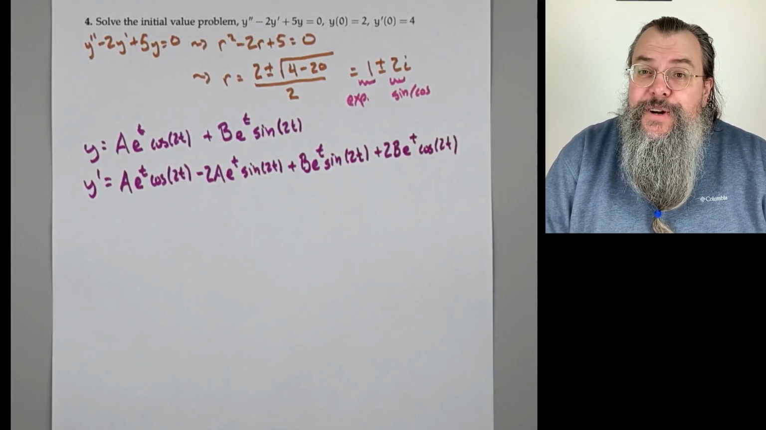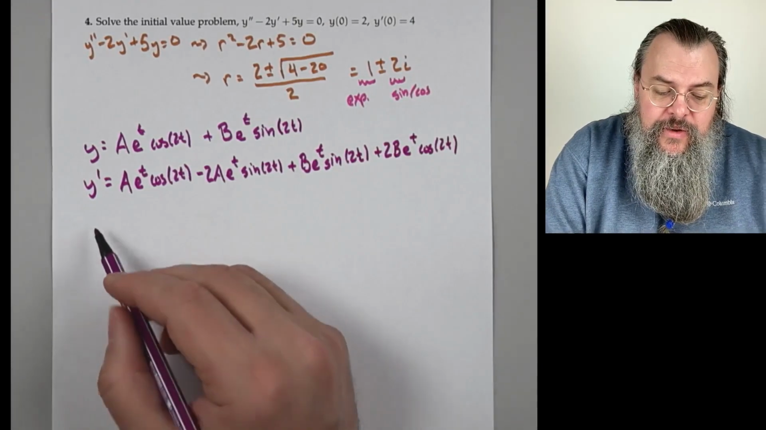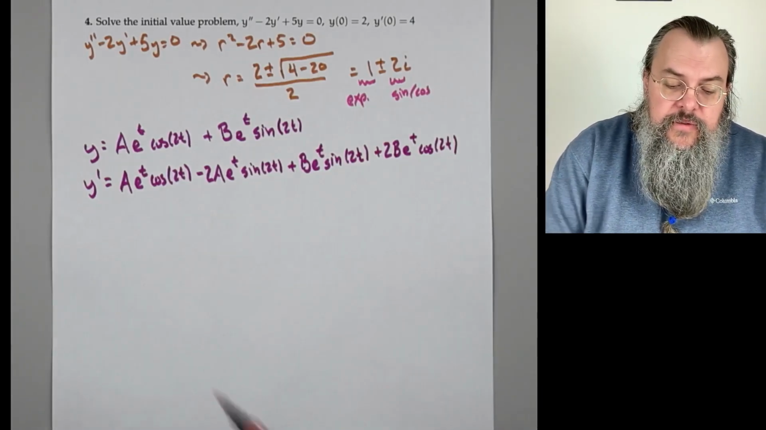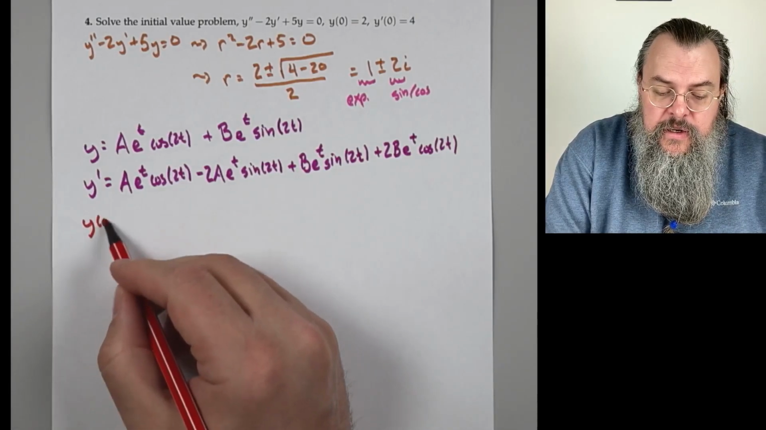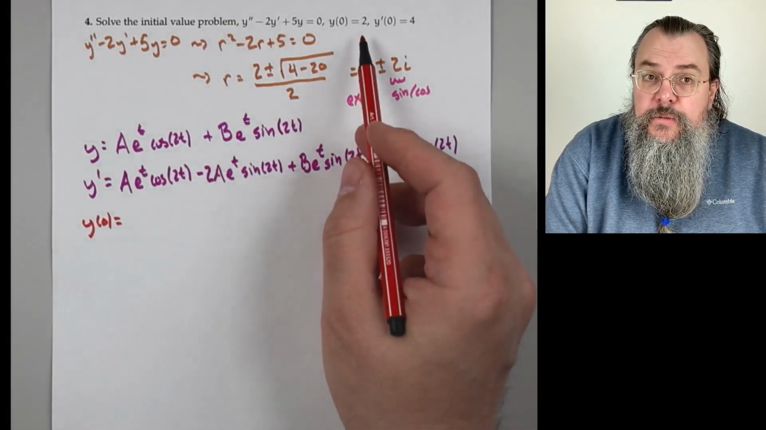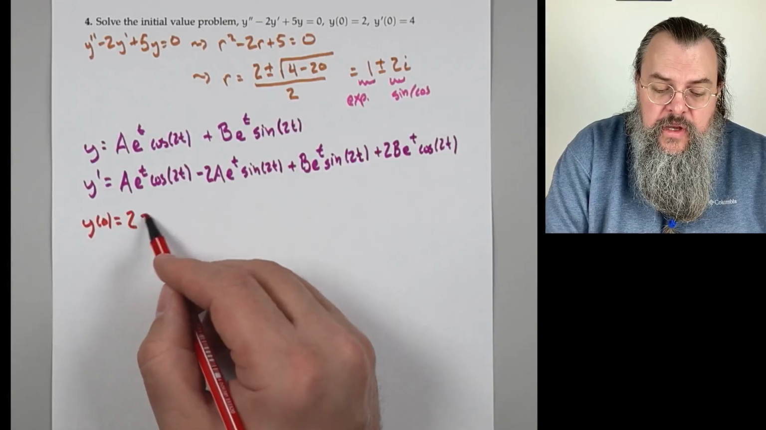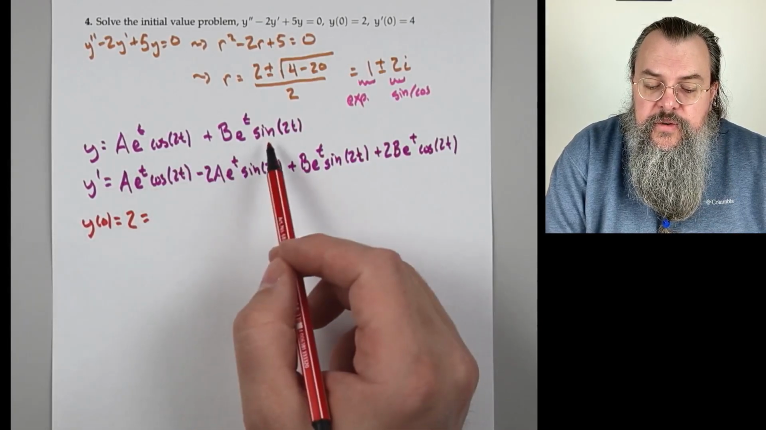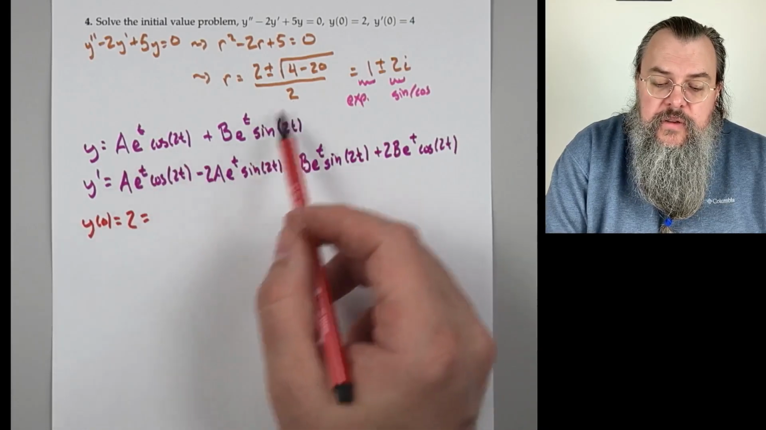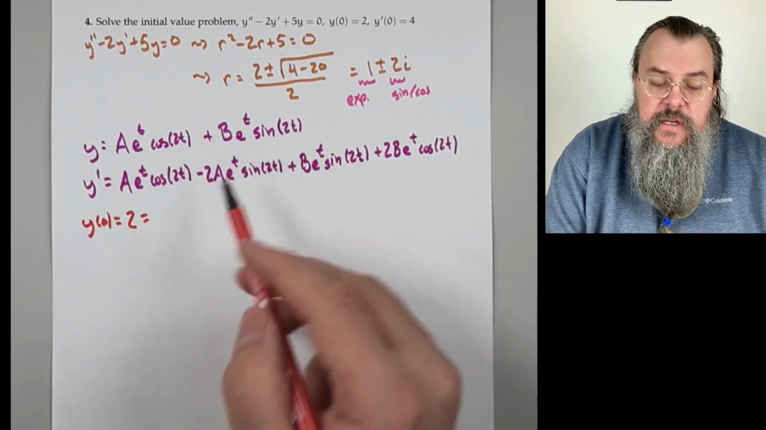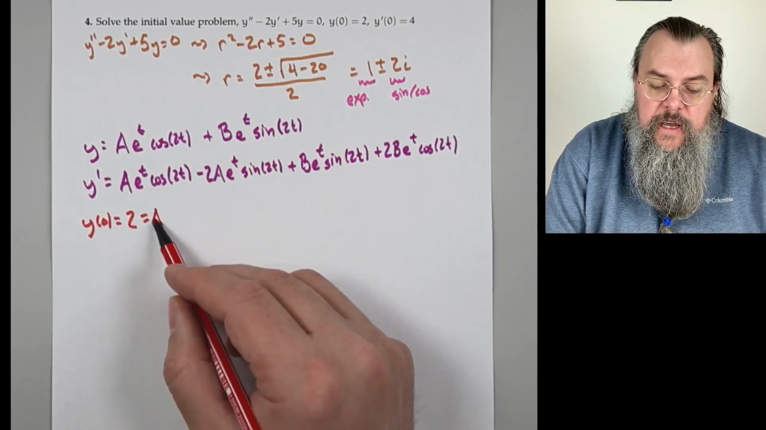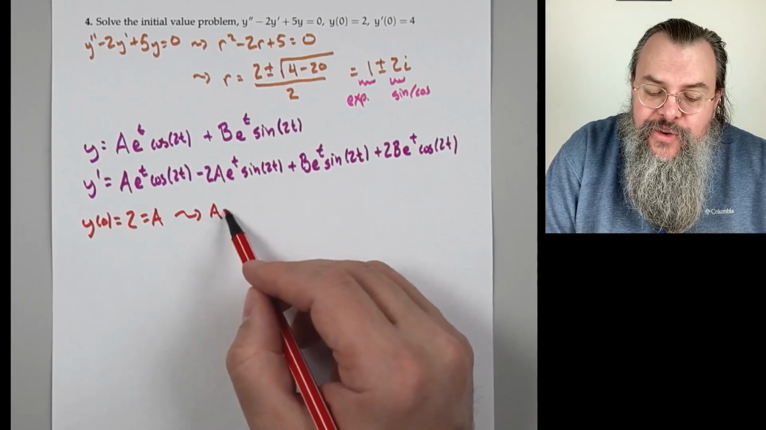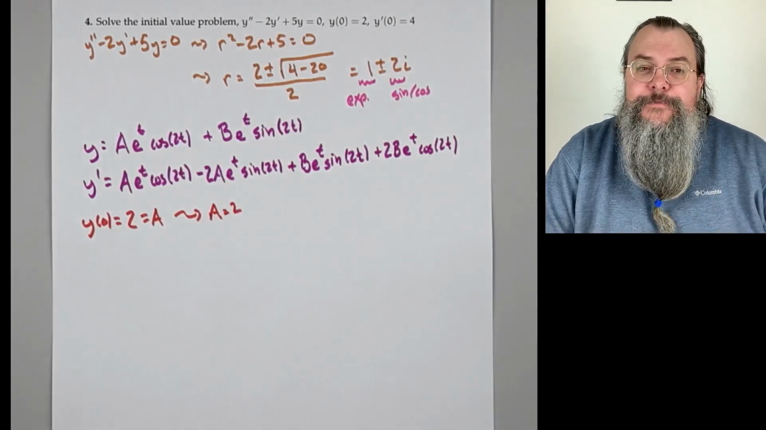Now we plug in our initial conditions. So what do we have? Well, we have y of 0, which should be 2, because that's what it says. And we see cosine of 0 is 1, sine 0 is 0, e to the 0 is 1, so the second term drops out completely, and we're left with 2 equals a. We say, aha, we can solve that. A is 2. Good for us. We know how to solve that one.